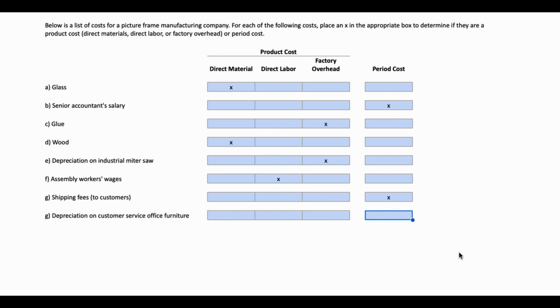Again, our people in customer service, while they do help us sell items, they don't help us manufacture them. So that's part of our period costs. All right, that's just a quick exercise to identify how certain items are going to make their way onto our balance sheet and income statement.